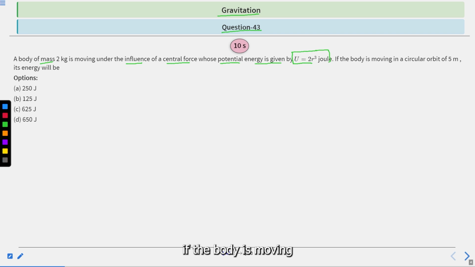If the body is moving in a circular orbit of 5 meter, its energy will be what? The options are: option A, 250 joule; option B, 125 joule; option C, 625 joule; option D, 650 joule. Which option is correct? You have 10 seconds to solve this question. After 10 seconds we will provide the solution.